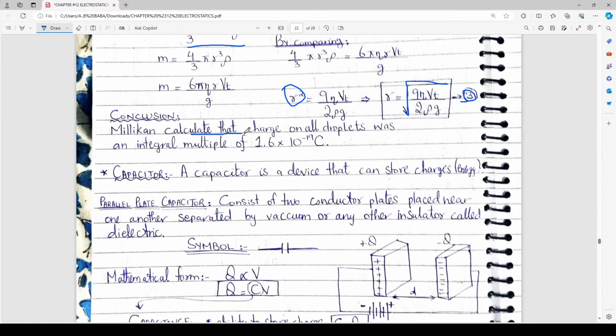The conclusion is that Millikan found the charge on all droplets was an integral multiple of 1.6 exponent minus 19 coulomb.